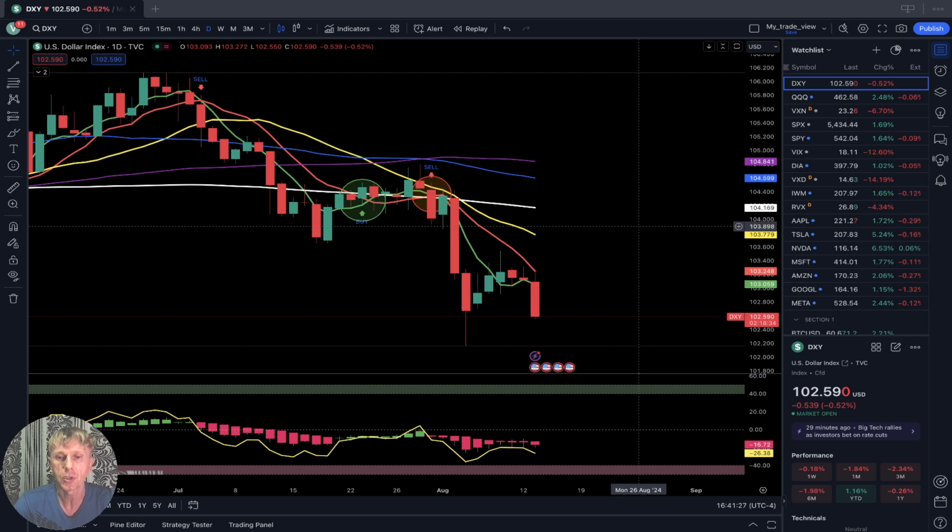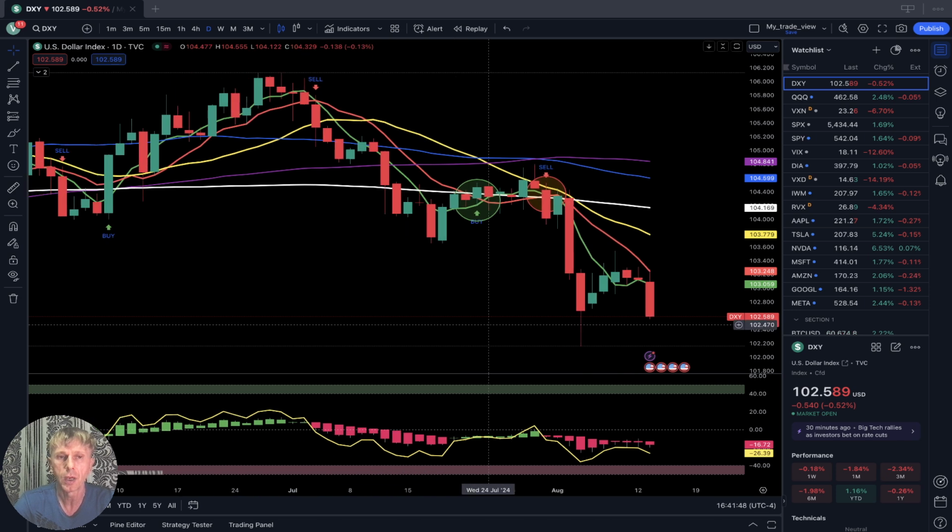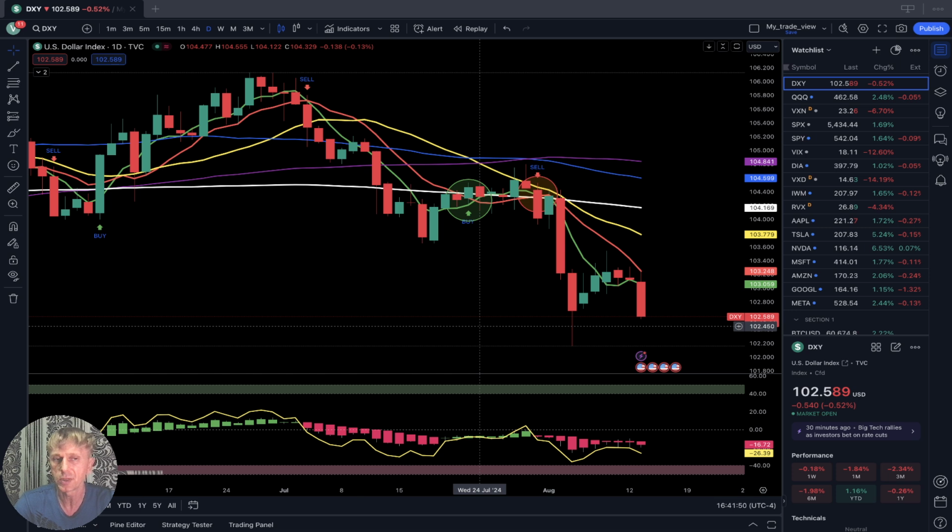Now let me briefly mention my setup. I'm using simple moving averages: white line SMA 200, purple line SMA 100, blue line SMA 50, yellow line SMA 20, red line SMA 10, green line SMA 5. Below is the RSI line and Heikin Ashi bars. That's all very simple. It's not easy because emotions are involved. If you follow the indicators, you will be successful because indicators do not have emotions.